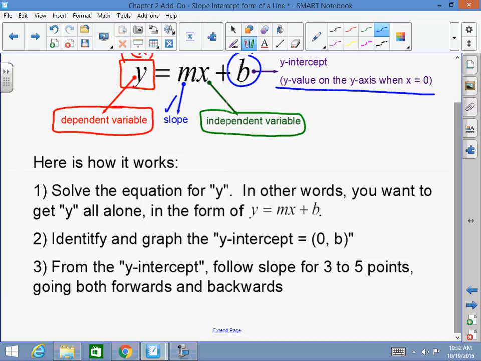That's one skill you must have. You have to solve for y. In other words, you want to get the y all alone in the form of y equals mx plus b. Then you want to identify and graph the y-intercept. That's your b value. Then from the y-intercept, you want to follow the slope 3 to 5 points, going both forwards and backwards. And now I'm going to show you how this works, because it's really simple.